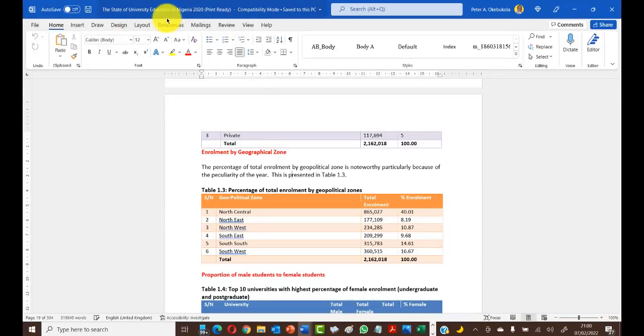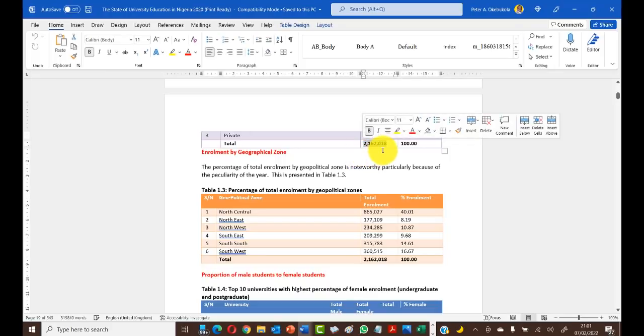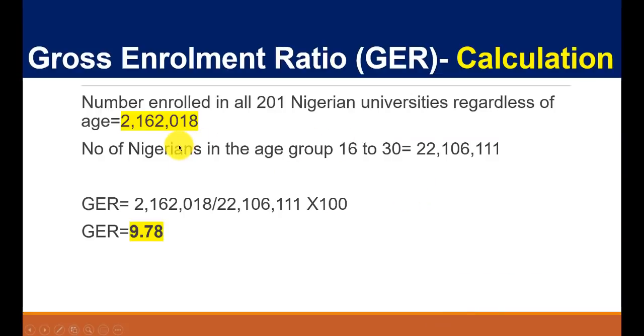This is the state of university education in Nigeria 2020. We're actually doing the GER for 2020. This is from our guy, Professor Salu, but this is under the supreme command of Professor Abubakar Adamu Rasheed. So he's telling us the total enrollment for the Nigerian university system in 2020 is 2,162,018, that's the number, regardless of age, because there are some under age children there.